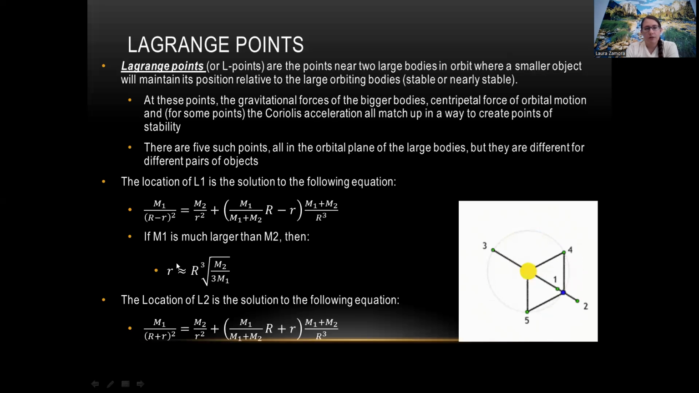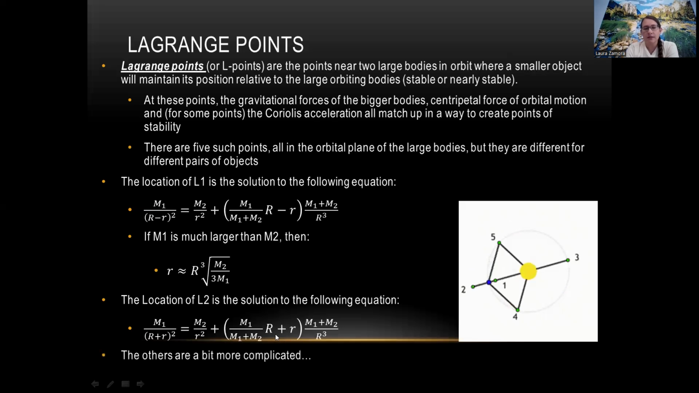Okay, the radius of that Lagrange point is the radius of the Earth's orbit cubed times the square root of mass 2, which is the Earth, divided by 3 times the mass of the sun. Okay, we'd follow a similar logic for the second Lagrange point, except you'll notice this slight difference here is a minus because it's in front of the Earth, and here it's a plus because it's behind the Earth. And the others are even more complicated to solve for than that.